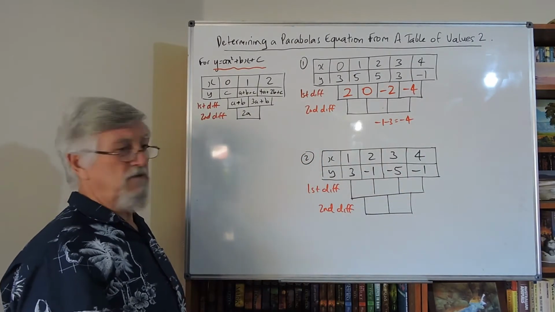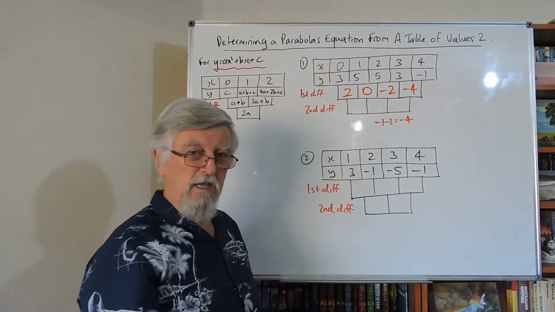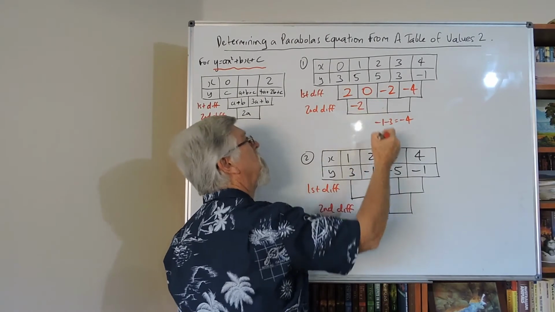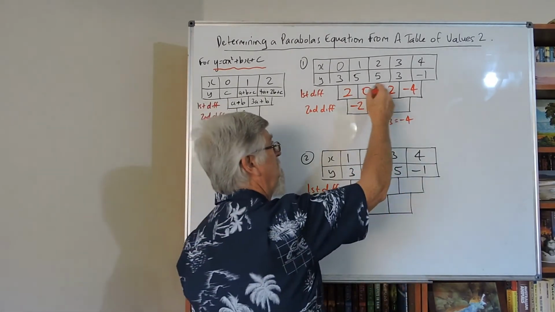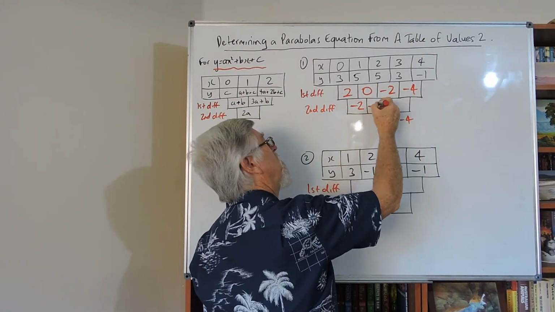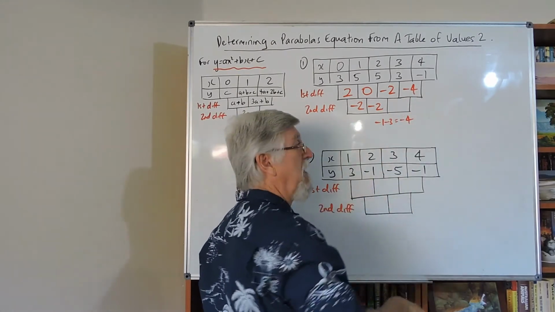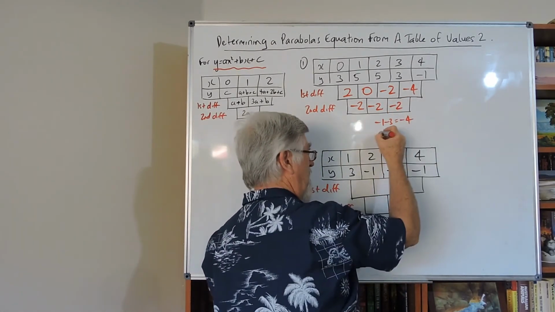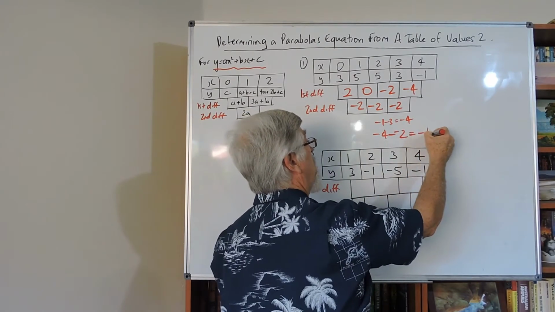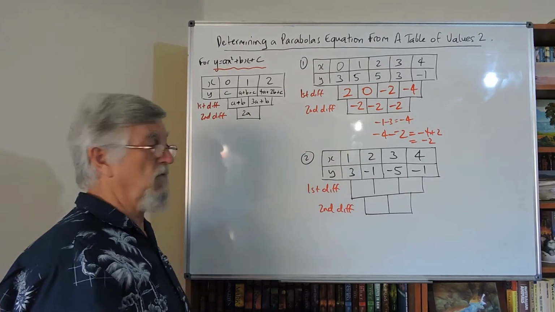Okay, second difference. What happened when I went from 2 to 0? I went down 2. Doing those differences, 0 take 2 is minus 2. What happened when I went from 0 to minus 2? I went down 2 again. Minus 2 take 0 is minus 2. What happened when I went from minus 2 to minus 4? I went down another 2. I could have done minus 4 subtract minus 2, which would be minus 4 plus 2, which is minus 2. So you can go through all those calculations if you want to.